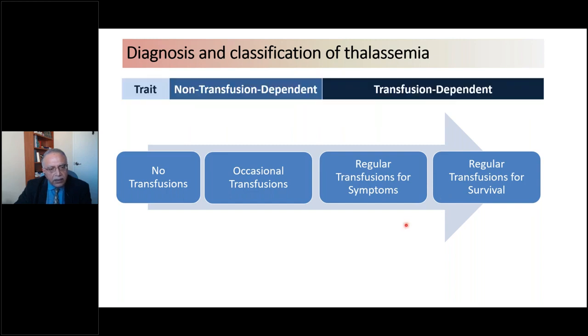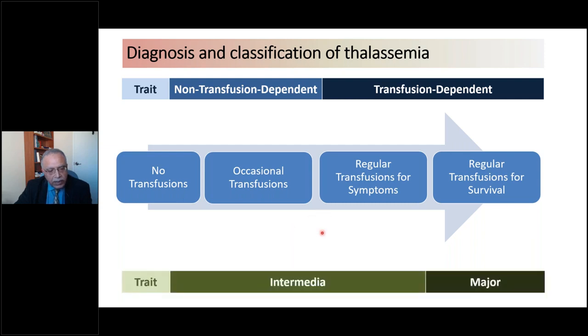And in this setting, we would then see how we can classify thalassemias, leaving aside trait. Patients who need no transfusions or occasional transfusions are grouped under NTD, and those who require either regular transfusions for symptoms or for survival are transfusion dependent. And what is notable is that the transfusion dependent group is actually a heterogeneous group, as is the non-transfusion dependent group, because the severity of anemia is different.